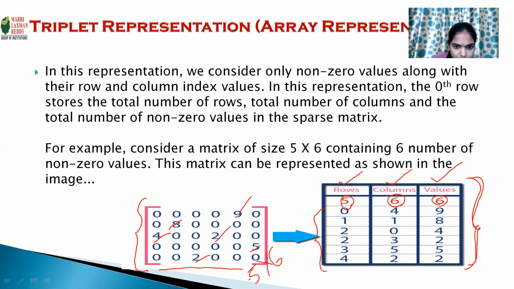See, the first non-zero element 9 is present at 0th row, sorry, 4th column. Next one is 8. 8 is present at first row, first column. Next, 4 is present at second row, 0th column. Next, 2 is present at second row, third column. This is how we represent a sparse matrix using arrays.